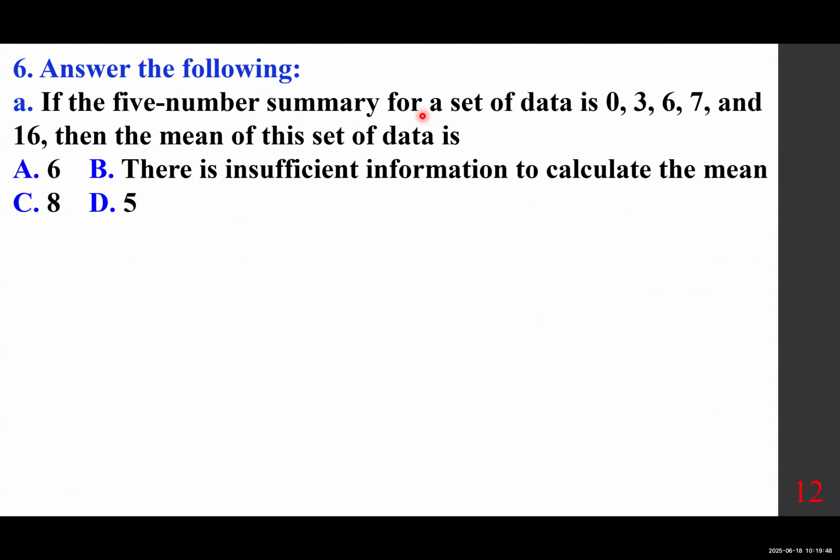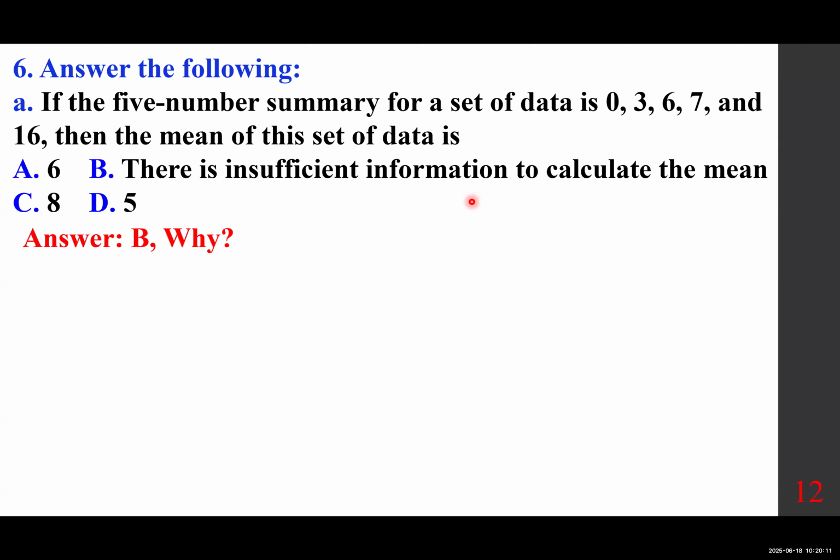If the five-number summary for a set of data is 0, 3, 6, 7, and 16, then the mean of this set of data is one of the following. Obviously, the answer is B. There is insufficient information to calculate the mean.